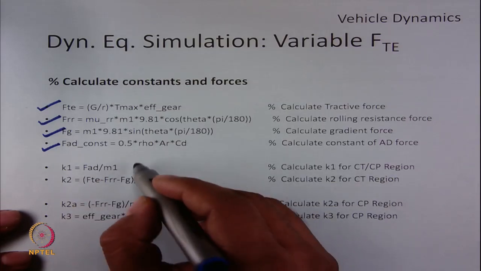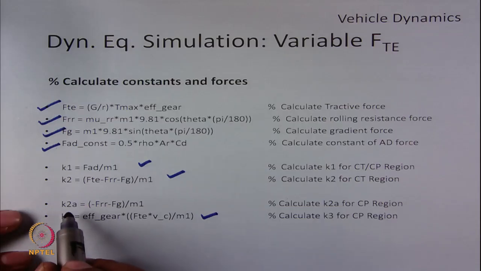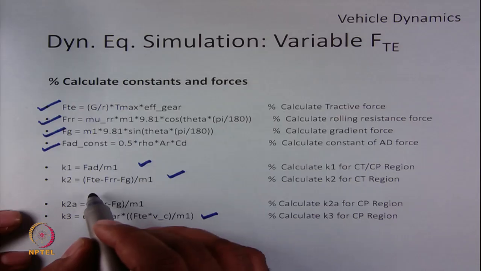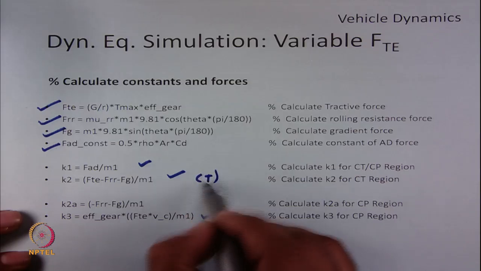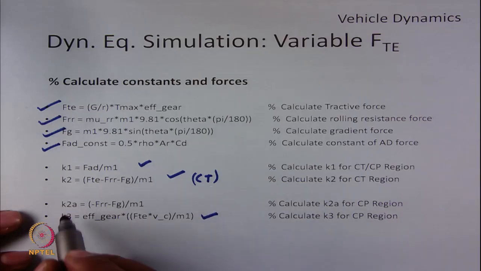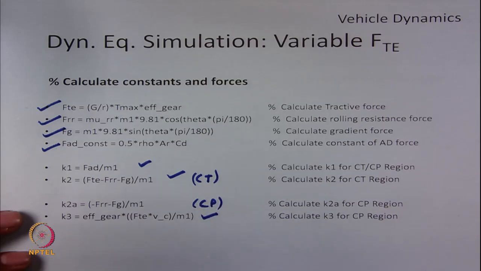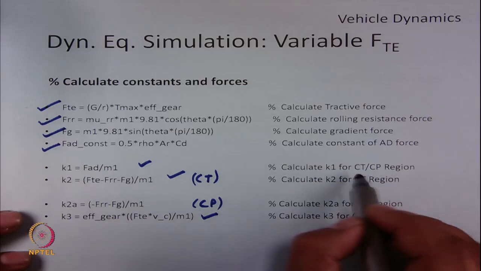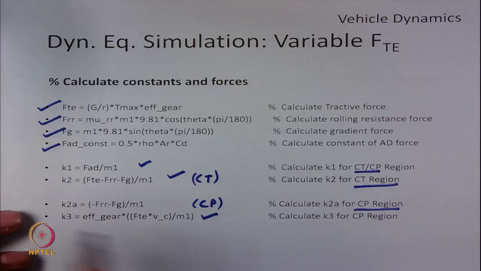we can calculate the k constants. So, k1, k2, k3, and we have a new constant which is k2a. So, k2 which is FTE minus FR minus FG by m1 in. So, this is constant torque region k2, and this is basically k2 for a constant power region. So, k1 is constant for both, but k2 is different for constant torque and constant power region, and k3 only comes into picture in constant power region.